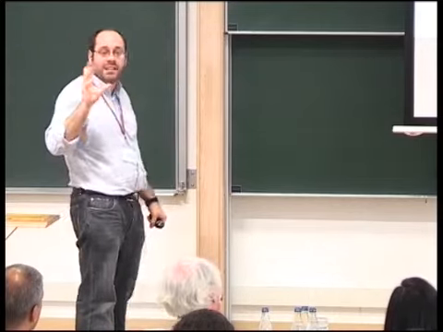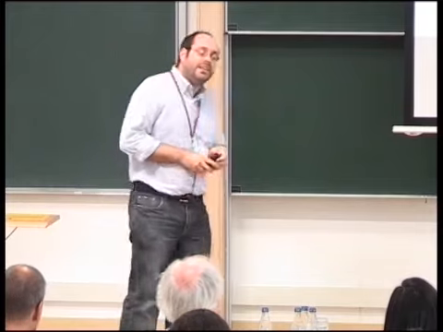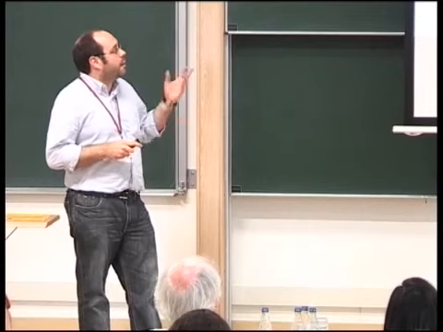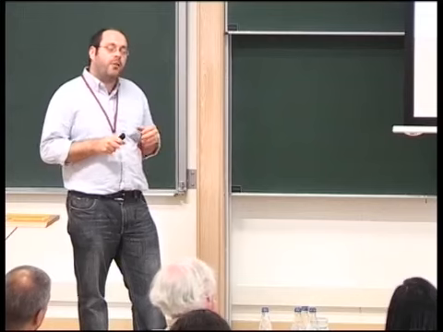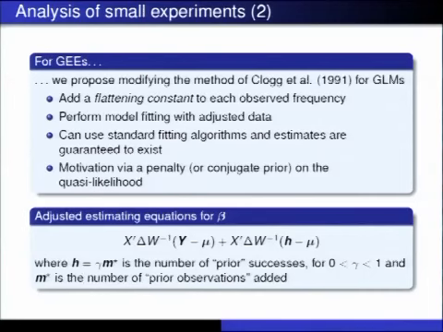And then with this adjusted data, we can use the standard algorithms to fit our model, and we are guaranteed to get estimates existing. If you want to, you can think about this as coming from adding a penalty or a conjugate prior onto the quasi-likelihood that's implied by our estimating equations. So these are the adjusted estimating equations we would then work with. Here are the original ones, and here are the estimating equations from our pseudo data or our prior. And because we know we're not separated here, we can't be separated when we add more observations in with our original data. So this gets around the problem for us.